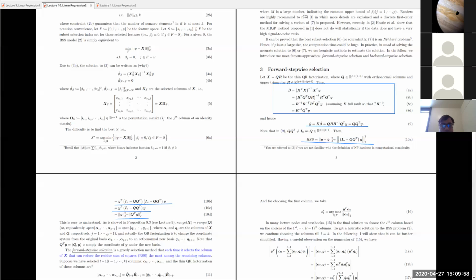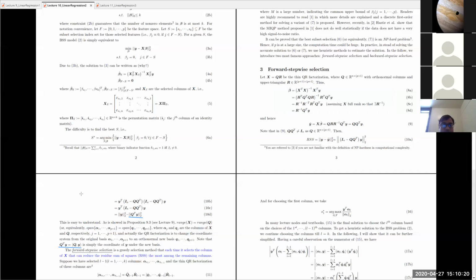Okay, now have a look at this. What is Q^T y? Q^T y is actually what? The coordinate, right? Q^T y equals this. Where? Oh, I actually wrote it here. Q^T y equals the inner product of Q and y. So this means what?